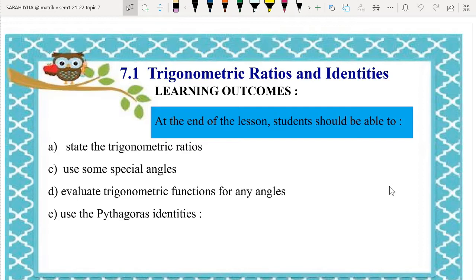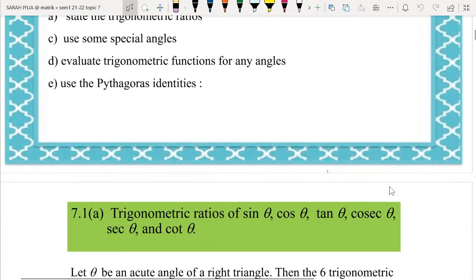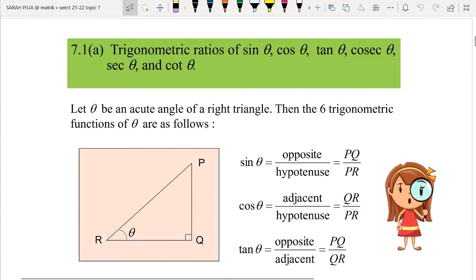Everyone, in this video we will learn about 7.1 trigonometric ratios and identities. For this subtopic, we will recap how to state the trigonometric ratios, how to use special angles, evaluate trigonometric functions for any angles, and lastly the use of Pythagoras identity. So we start with the first one, trigonometric ratios.